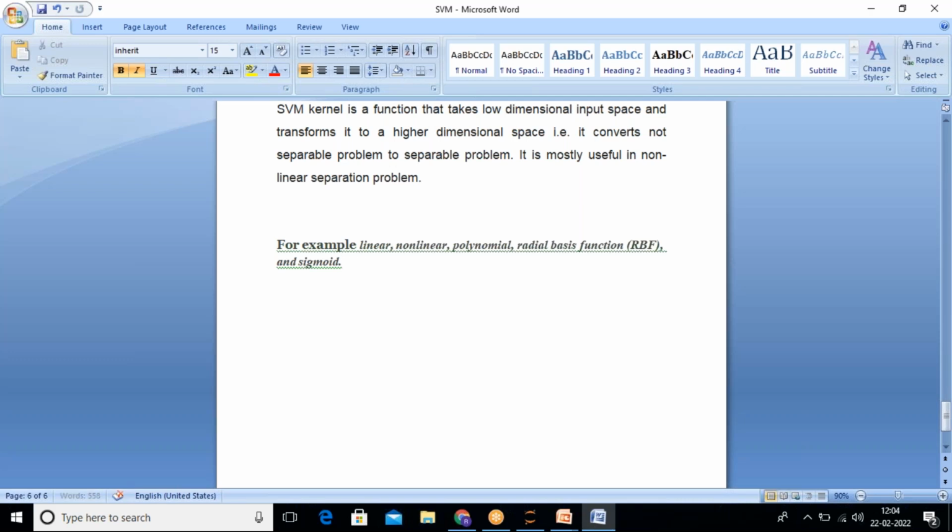In RBF there is a parameter called gamma, and the gamma value lies between 0 and 1. The value of gamma basically lies between 0 and 1. Okay, and sigmoid is actually preferred for neural networks.